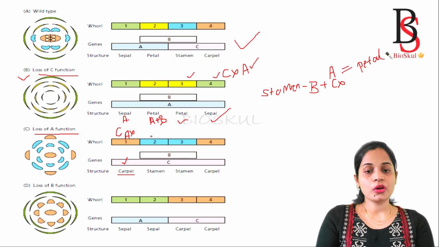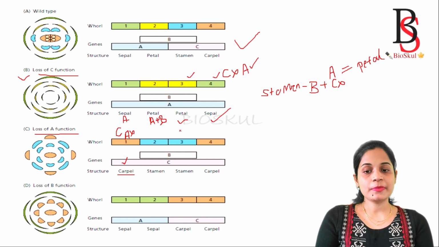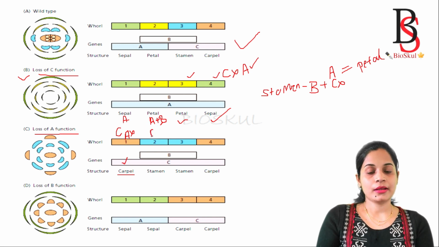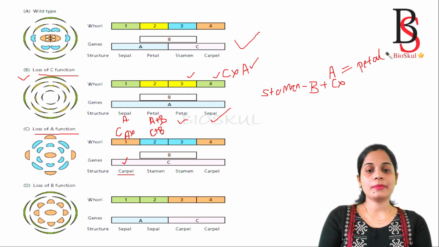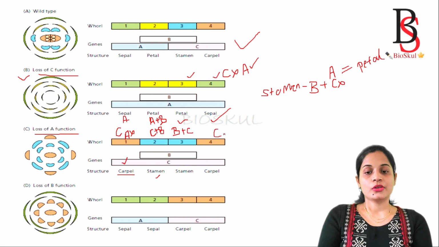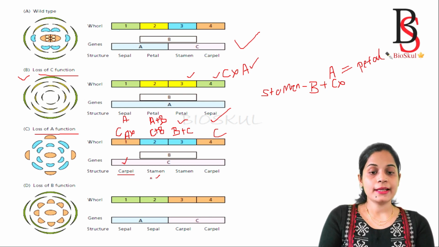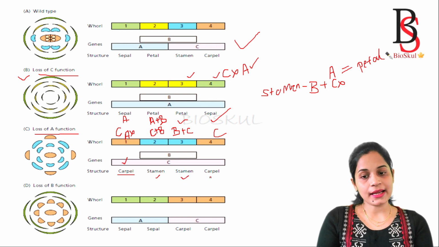Similarly, in the whorl 2, the petal is A plus B. Okay, petal is A plus B, but here A is lost, so it will express the C plus B. The B plus C is the stamen, and we know that the stamen is the B plus C, and the carpel is C. So if there is a loss of function of A, then what will form? It will form the carpel, stamen, and carpel.